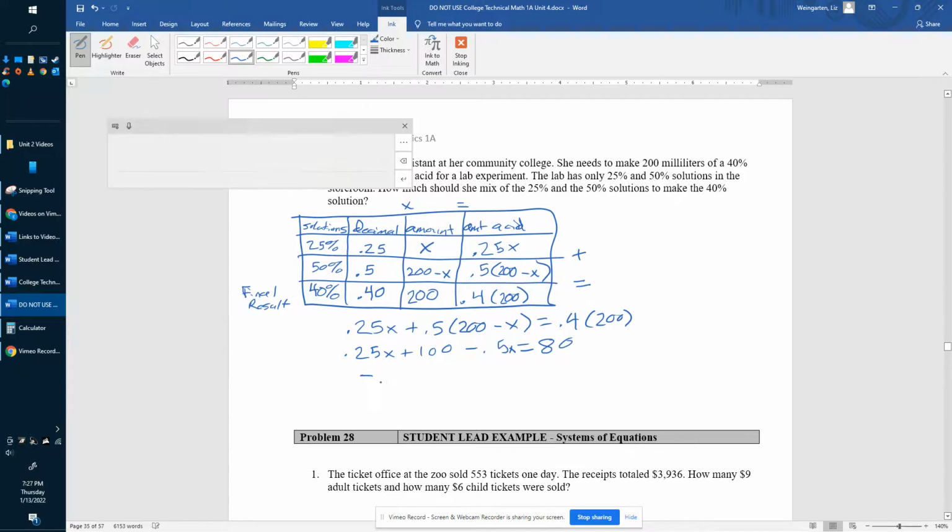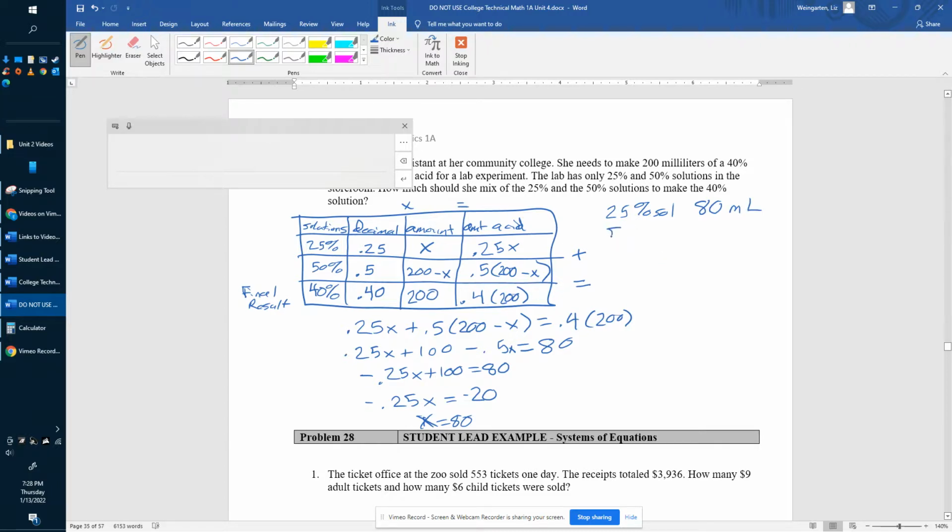Combine like terms, we get negative 0.25x plus 100 equals 80. Subtract 100 from both sides, we get negative 0.25x equals negative 20. Divide both sides by 0.25. Same thing as multiplying by 4, and we get x equals 80. So x, our 25% solution, is going to be 80 milliliters.